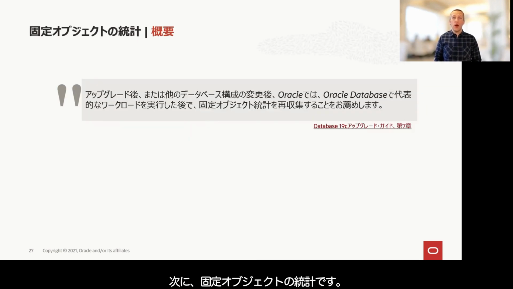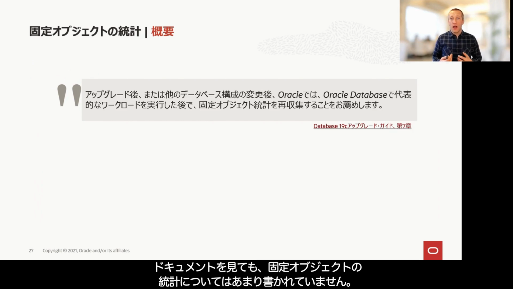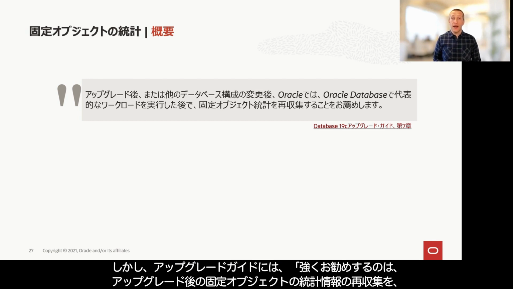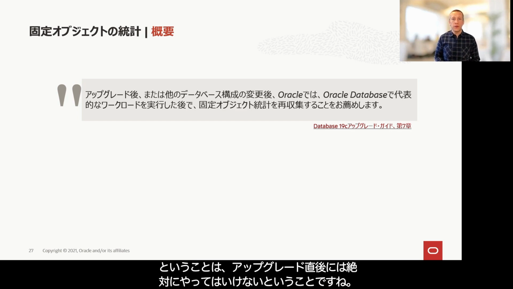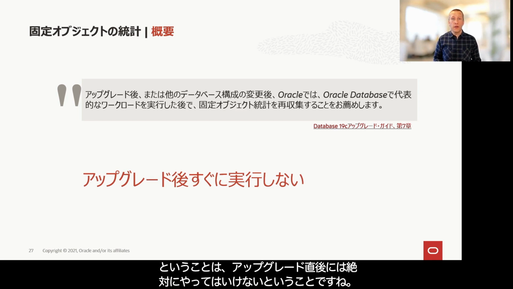Next, we have fixed object statistics. If you look in the documentation, you won't find much about fixed object statistics. But in the upgrade guide, it says that after an upgrade, we strongly recommend that you regather fixed object statistics after you've run a representative workload on your database. So this means that you should never do it right after an upgrade.